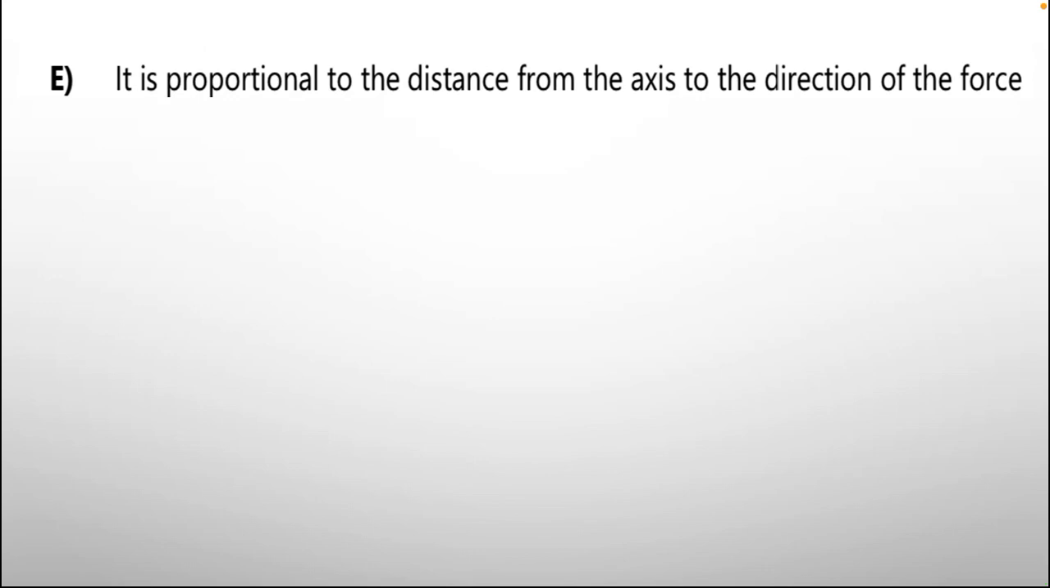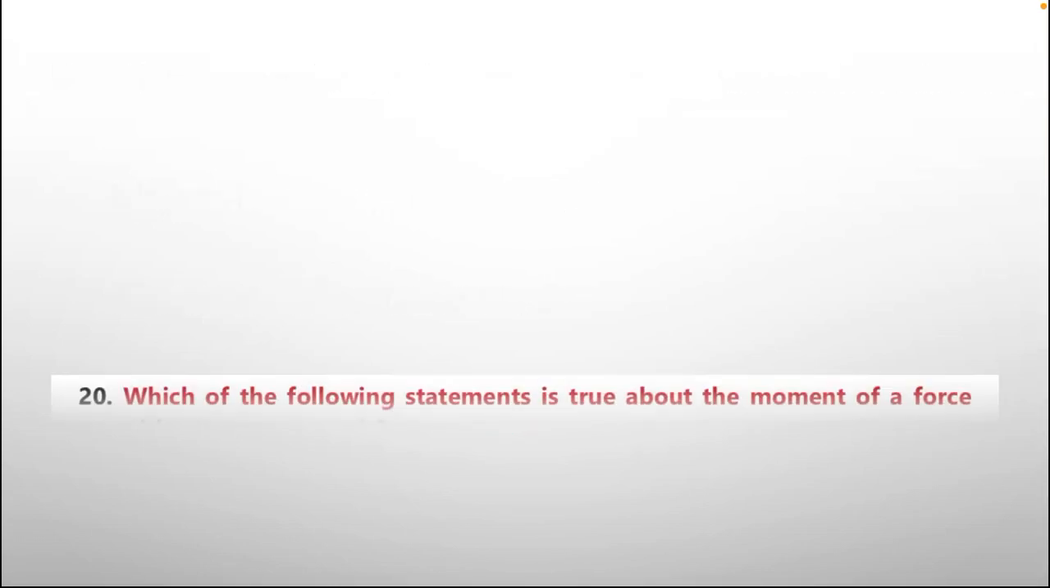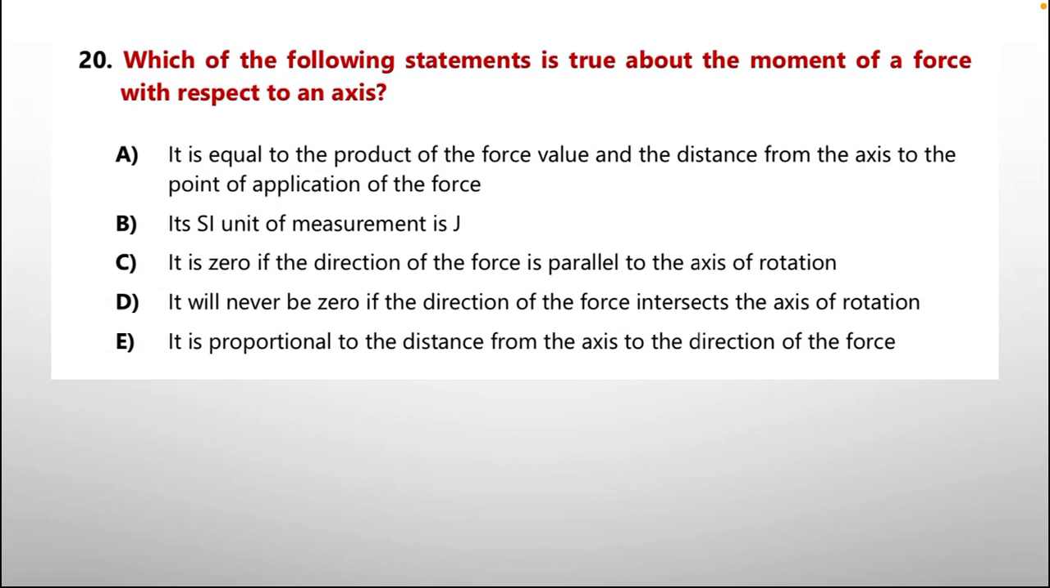The last option, it is proportional to the distance from the axis to the direction of the force. Moment of a force equals R cross F. Moment of a force is directly proportional to R and F. So this option is correct. So according to our reasoning, option number E is correct, that is, it is proportional to the distance from the axis to the direction of force.